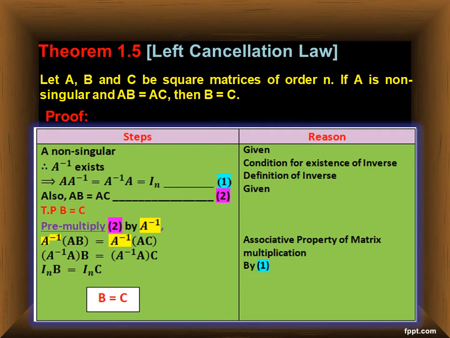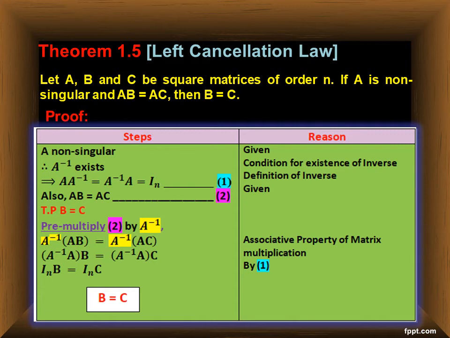By the definition of inverse, you can write A into A inverse equals A inverse into A equals In. Also in the question it is given AB equals AC. So take this definition of inverse as equation 1 and AB equals AC as equation 2. Now we need to prove B equals C.